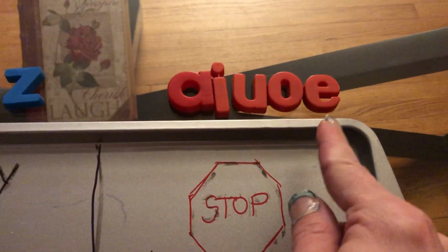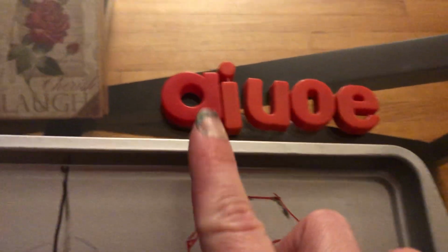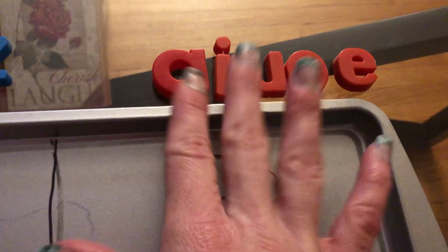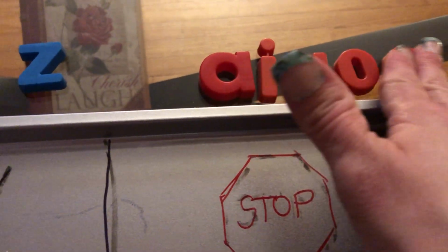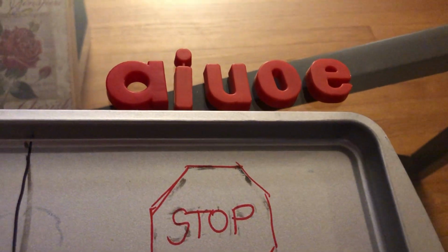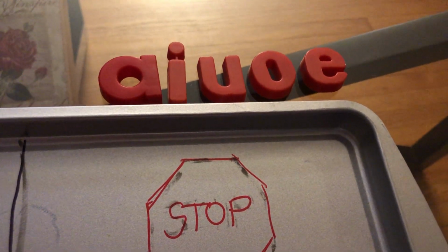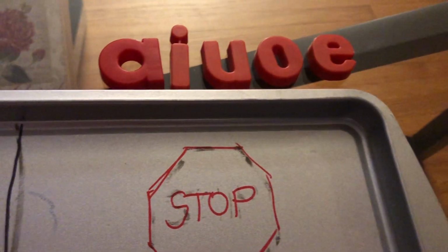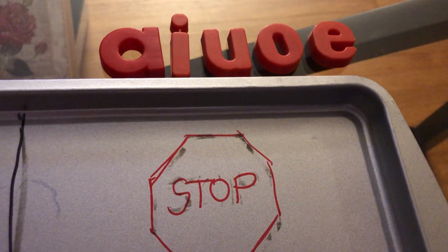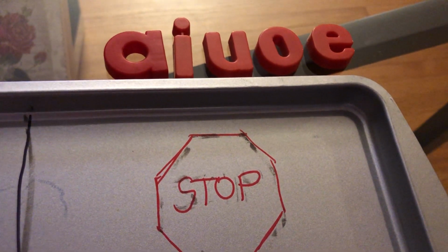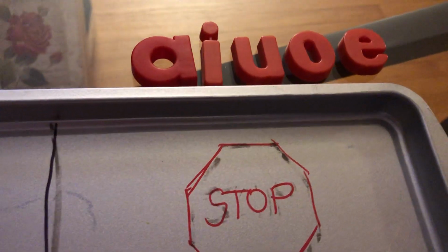Okay, so here are the 5 main vowels. A, I, U, O, and E. They're not in alphabetical order, but that's okay. All right, vowels are special because when you make the vowel sounds, no matter what sound you're making, long vowel sounds, short vowel sounds, doesn't matter, your mouth will come open. Say that with me. When you make a vowel sound, your mouth is open.